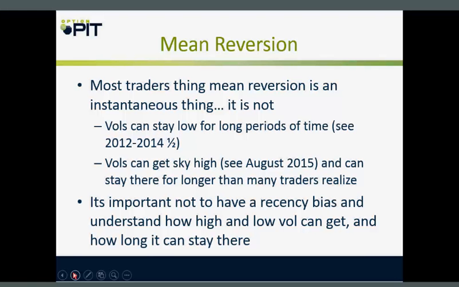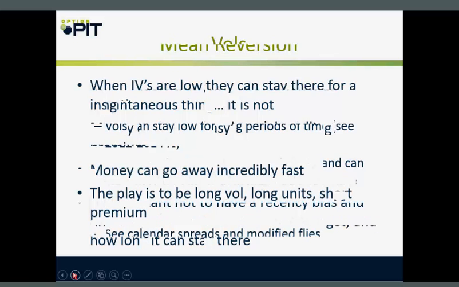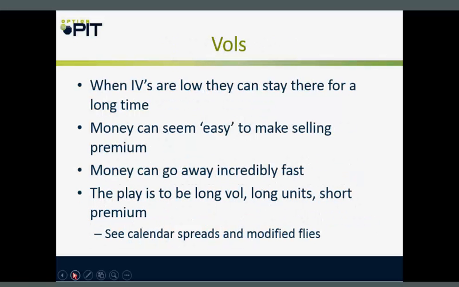So the point is that volatility, it will have zones that it will stay in for a while, but over a 10, 20-year period, especially in indexes like the S&P 500, it has a mean price, an average. All right? So don't have a recency bias. Understand how high and low vol can get and how long it can stay there. So let's talk about what trading options is like when vols are low. When IVs are low, they can stay there for a very long time.